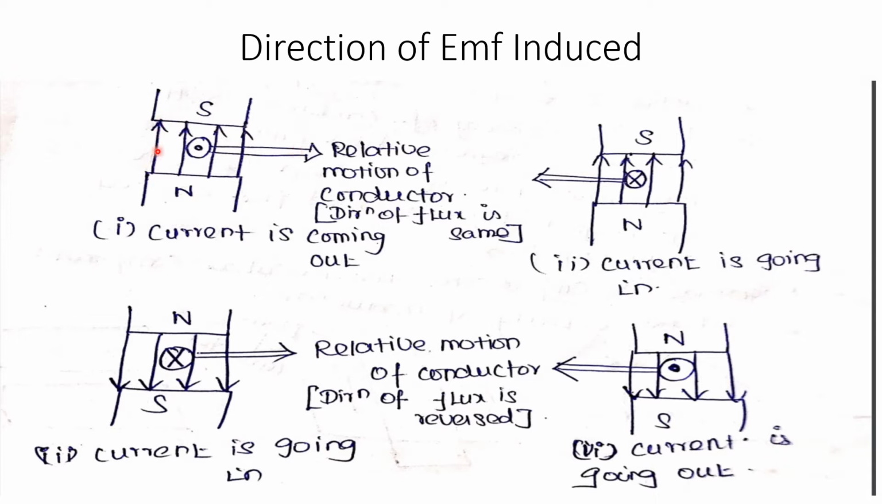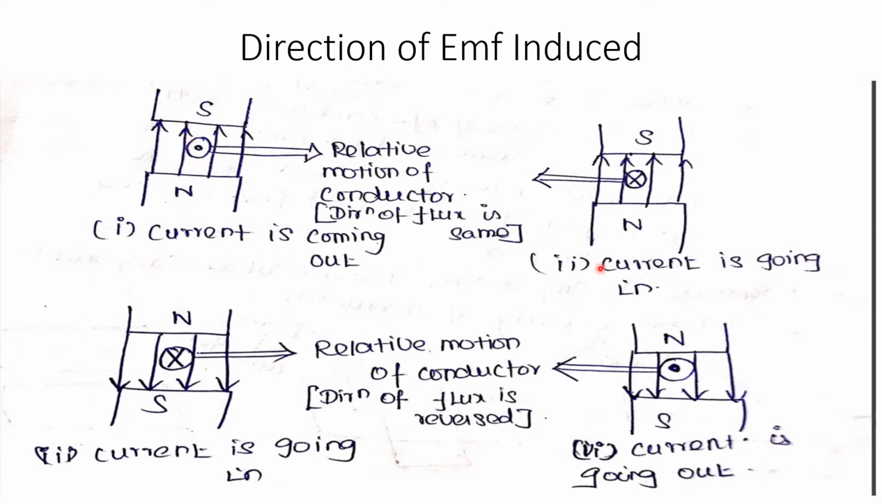If we keep our right hand in this direction, the magnetic flux direction will be from the north to south, so we keep our index finger like this, and our thumb finger along the relative motion of the conductor. What is your middle finger direction? It is towards us, that is, the current is coming out. This dot represents the direction of the EMF or current induced. So according to Fleming's right hand rule, the current is coming out.